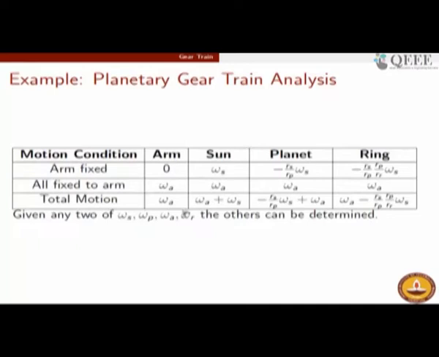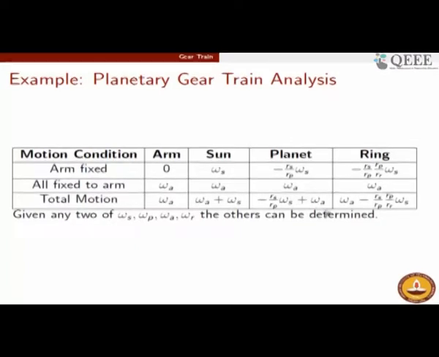Remember, though the components in this gear train are 4, namely arm, sun, planet and ring, there are only 2 variables that matter. So given any 2 of these motions, if you know the arm motion in totality, omega a is known. If you know the sun motion as measured by a stationary observer, then you know omega a plus omega s. Then using these 2 quantities, you can determine omega s. And once omega a and omega s are known, planet motion and ring motion can be recovered, right? Similarly, if any 2 motions are known, then the other 2 can be recovered.